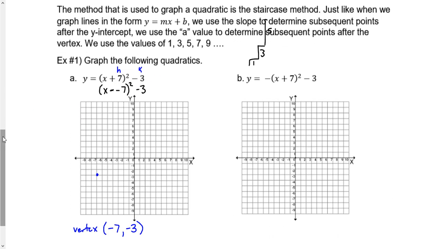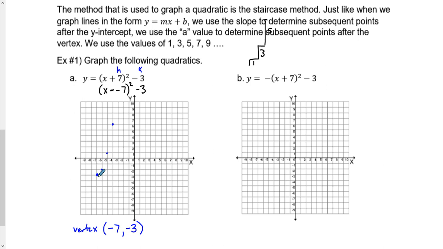Now, because this is a parabola, because we see this squared in here, it's a quadratic function. We're going to use what's known as the staircase. From our vertex, each of these movements are going to be over 1. So we're going to go over 1, up 1. Over 1, but our next step is going to be up 3. And we're going to go over 1, up 5. Our next point would then be over 1, up 7, but that's a little bit off our grid.